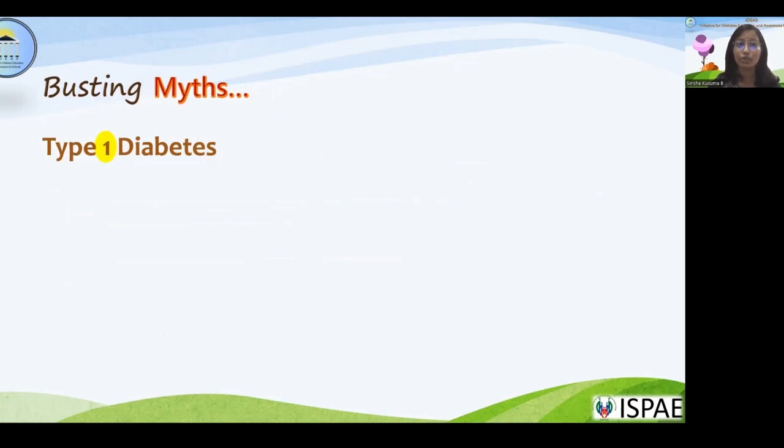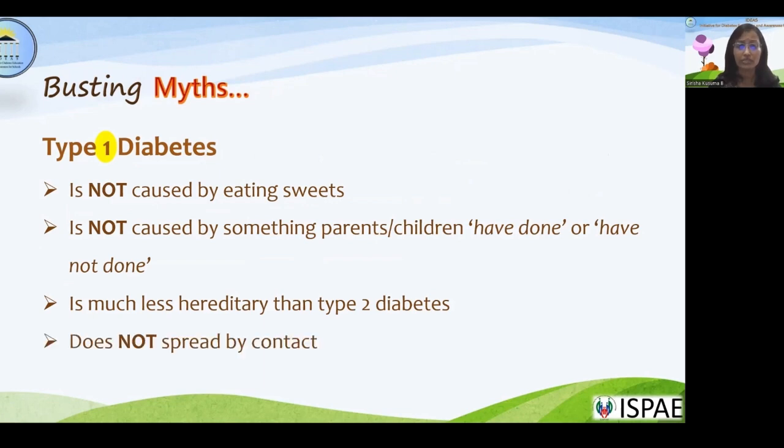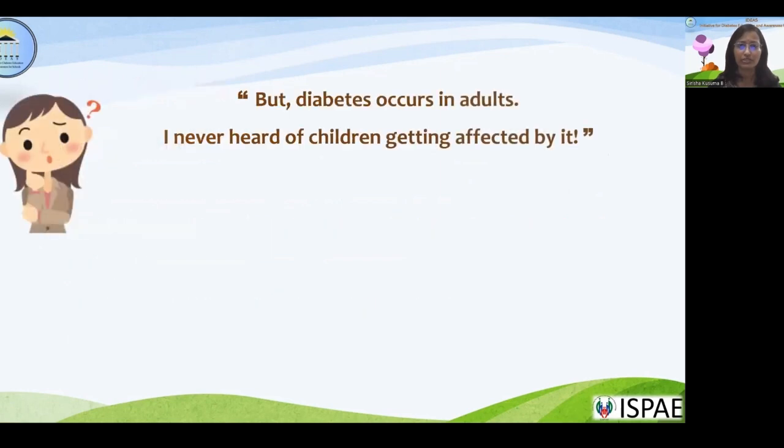Let us bust some common myths about type 1 diabetes. So, type 1 diabetes is not caused by eating too many sweets. It is not caused by something the parents or the children have done or have not done. It is much less hereditary. It doesn't run so commonly in the families as does type 2 diabetes, and it does not spread by contact.